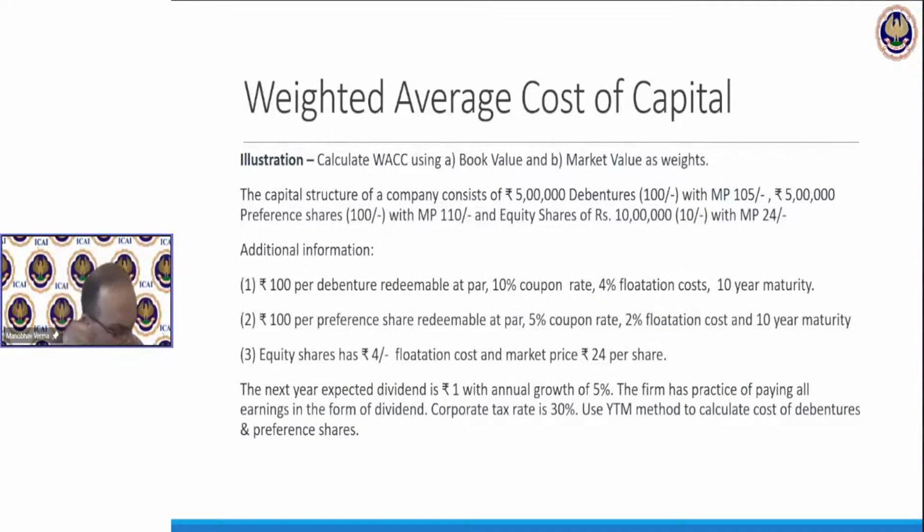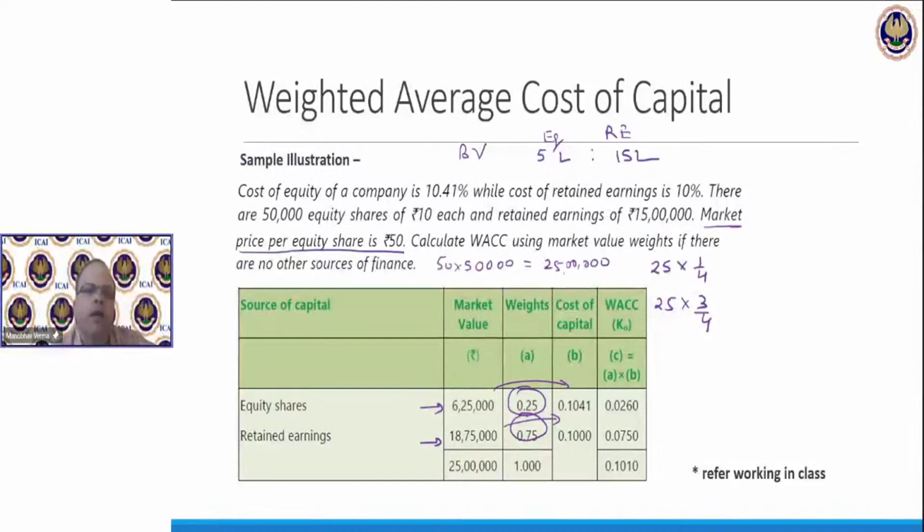Okay, one more question coming in from Dikshita from the last example. Dikshita, the weights were based on the book value, na? That's what I explained. Look at the top, the book value is given in the question also. 50,000 shares into 10, 5 lakhs is equity. Retained earnings is 15 lakhs. So that is the ratio, 5:15. That's 1:3, please.